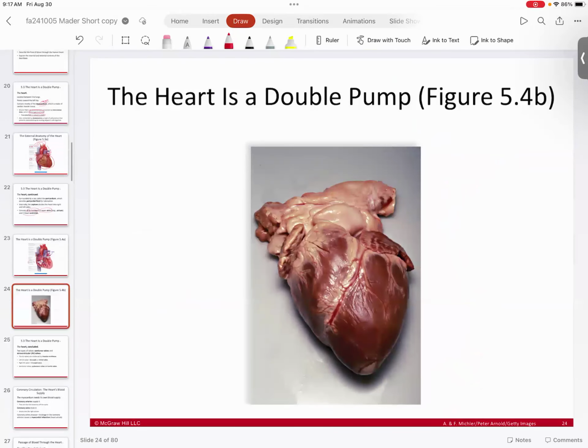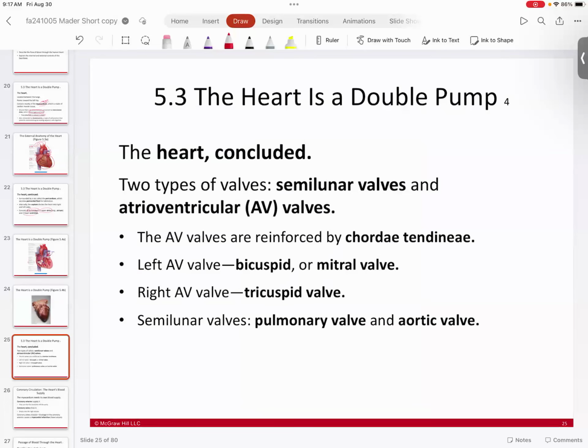And this is what a real heart looks like. You can see it looks very similar to what we just saw. We have two different types of valves. They're called the semilunar valves, so this is like the pulmonary valve. And we have what are called atrioventricular valves. These are the AV valves. The AV valves are reinforced by what are called chordae tendineae.